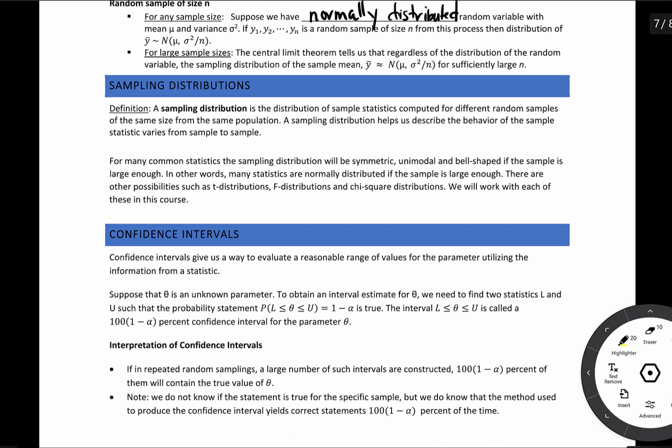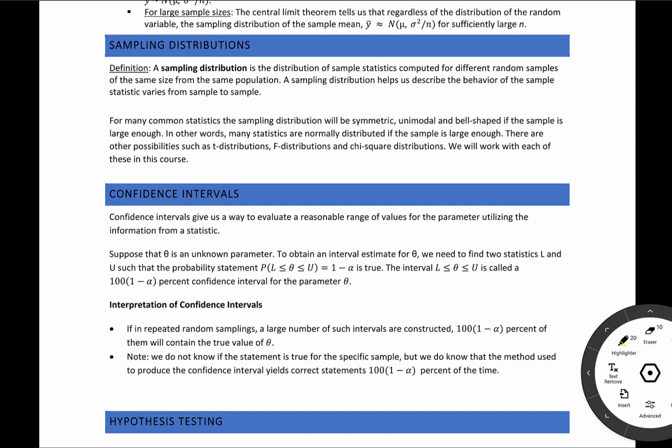All right, the rest of these sections I'm just going to mention very quickly, because you should have seen these before in your IntroStat course and be fairly familiar with them. We have the sampling distribution. We will talk more about sampling distributions later on in the course. It is the distribution of sample statistics computed for different random samples of the same size from the same population.